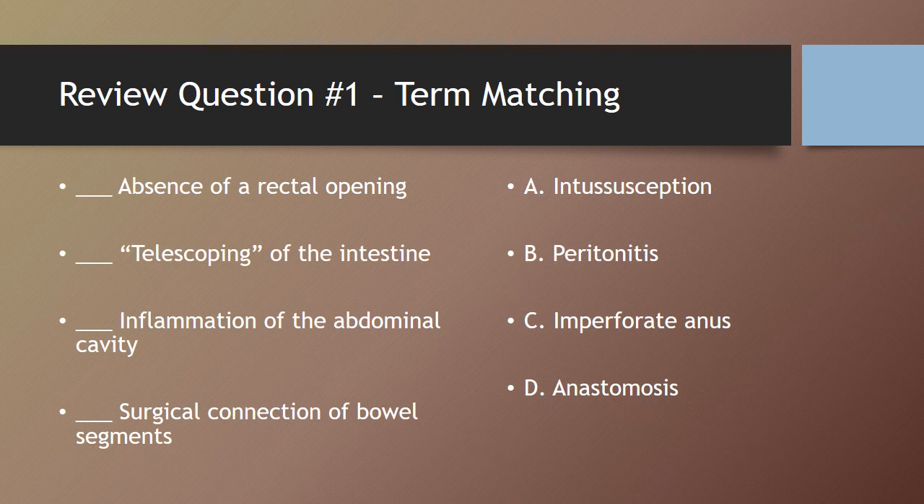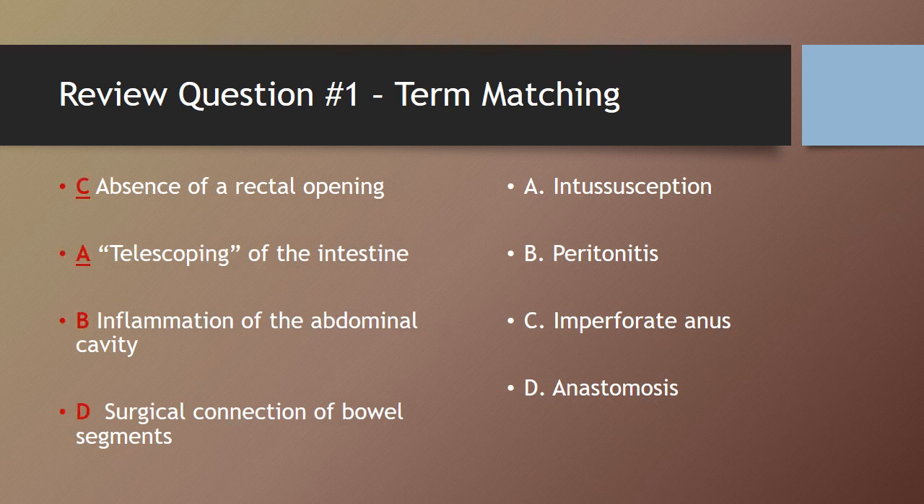We'll move on to the answer. Here you go. Absence of a rectal opening is the imperforate anus. Telescoping of the intestine is the intussusception. Inflammation of the abdominal cavity is the peritonitis, and then surgical connection of the bowel segments is anastomosis.